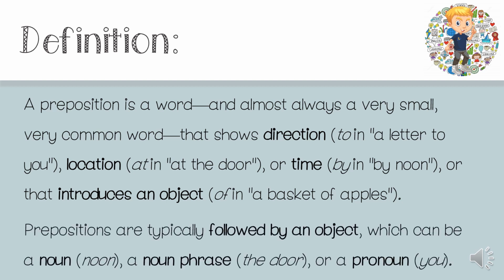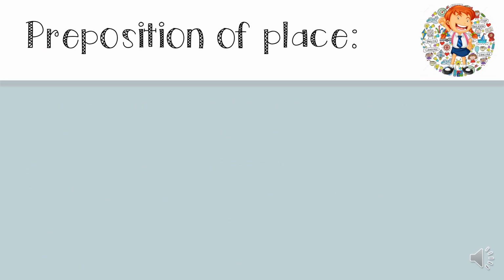Prepositions are typically followed by an object, which can be one of three things. It can be a noun phrase, or a pronoun. The first type of preposition we're going to look at is the preposition of place. Place tells us where something is.